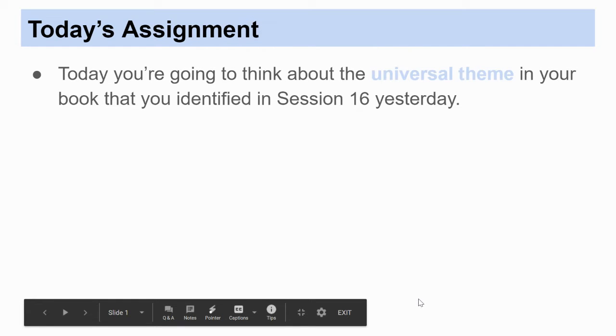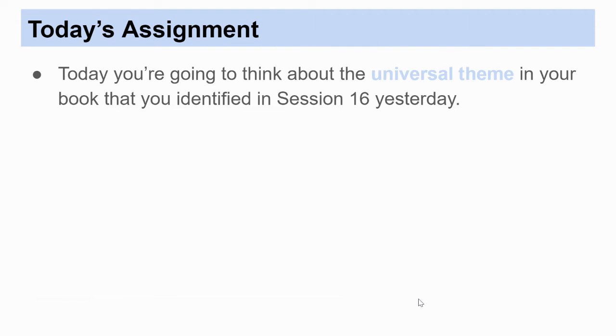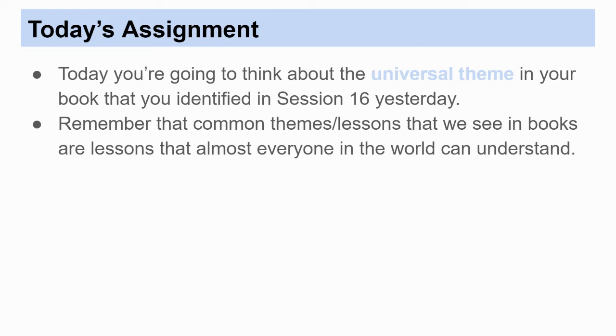For reading workshop today, we're going to think about the universal themes in your book that you identified during session 16 yesterday. Remember that common themes or lessons that we see in books are lessons that almost everyone in the world can understand. So today, we're going to think about how these universal themes apply to something that's taking place in our modern world.